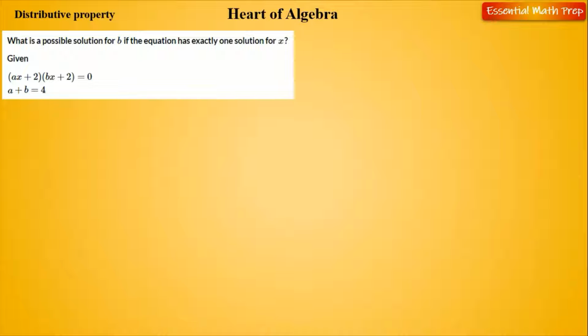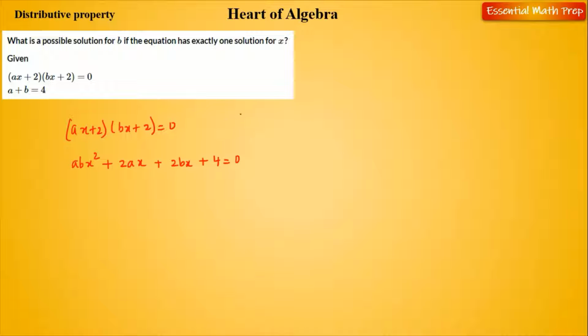As always, first you want to solve the expression on the top using the FOIL method. So it'll be (ax + 2)(bx + 2) = 0. Using the FOIL method, we arrive at abx squared plus 2ax plus 2bx plus 4. This is equal to 0.